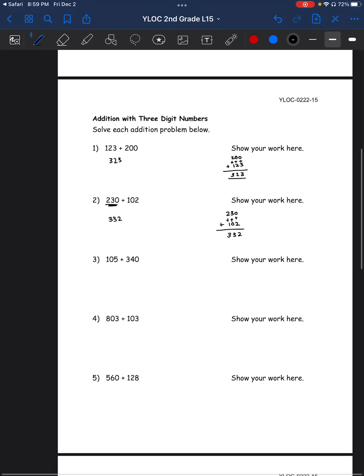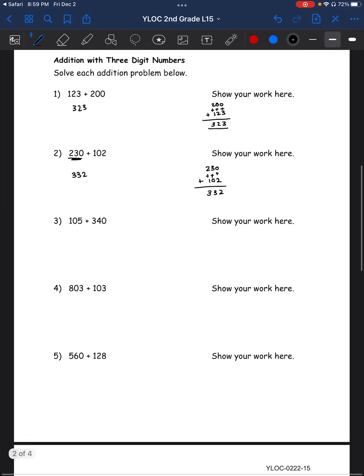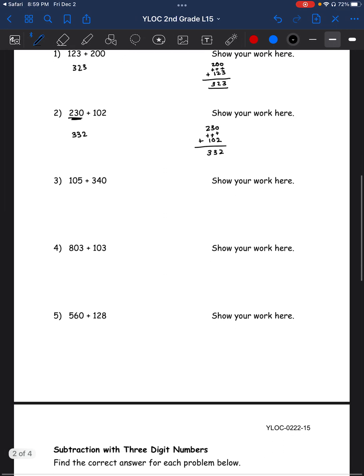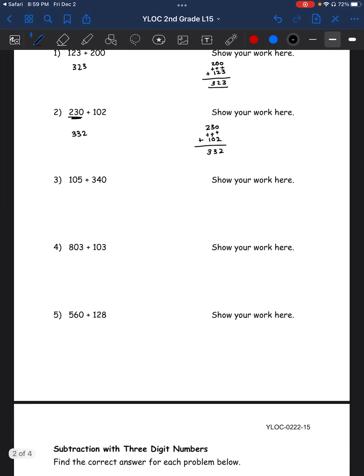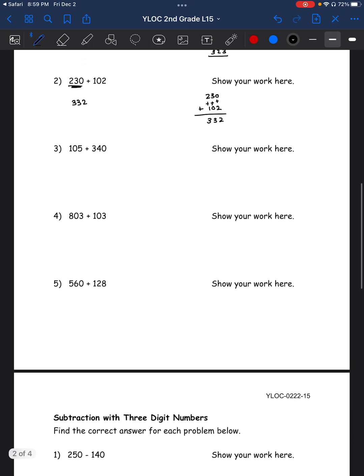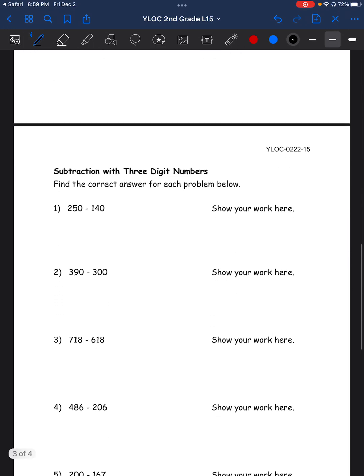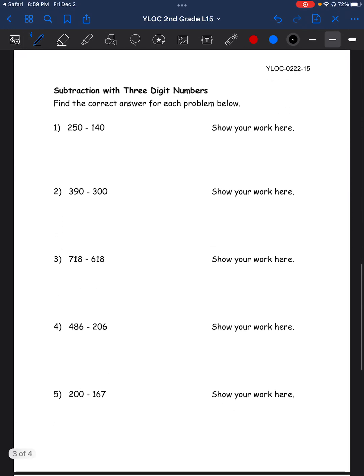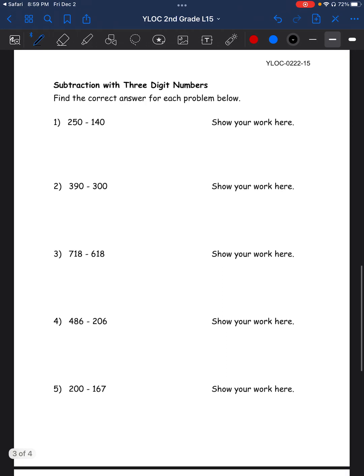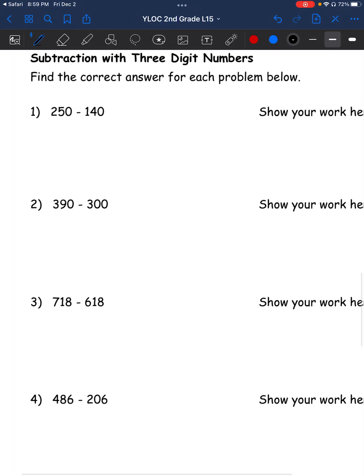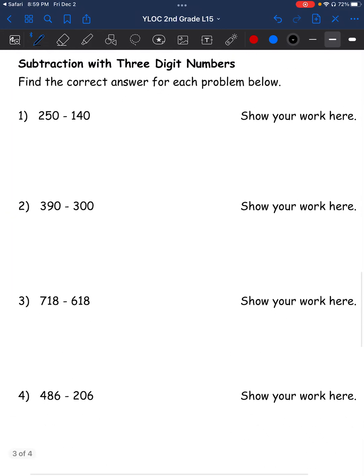So these ones are pretty simple, so try number 3, 4, and 5 using the same method. Reorder the larger number on top, and then add each column to each other. So subtraction with 3-digit numbers. Find the correct answer for each problem below. So now it's actually a little bit harder, right? Because we're subtracting big numbers.